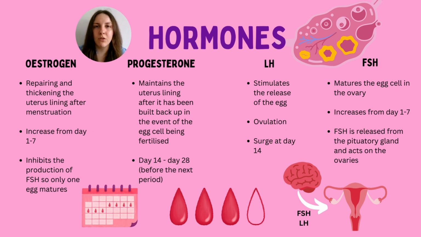But the corpus luteum, that group of cells, is almost a temporary organ. It releases that progesterone, and this helps to maintain that uterus lining as well. This is from day 14 to day 28 before the next period. So progesterone levels should be stable and rise gradually, but should maintain that uterus lining as well.